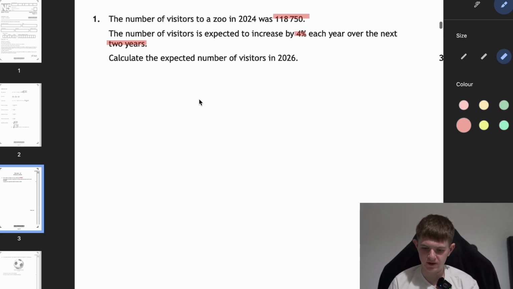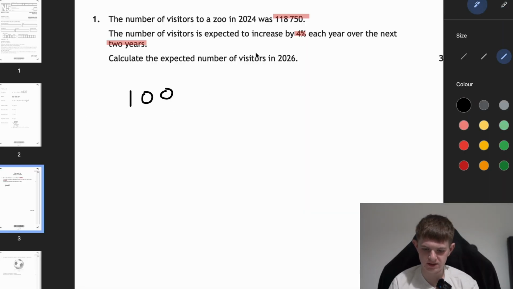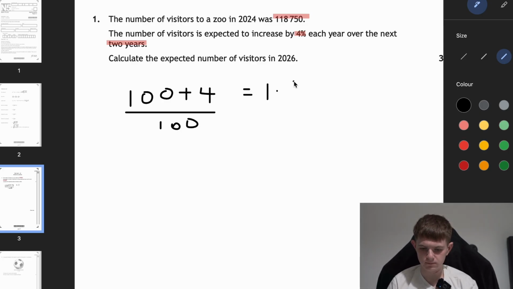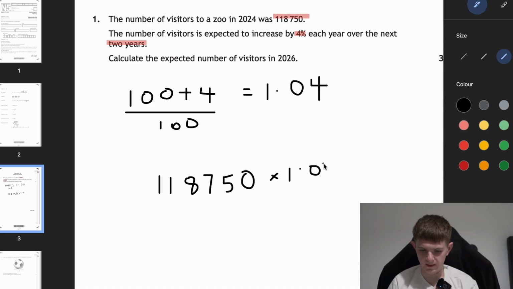What we need to do first, find our multiplier, 100, but it's increasing by 4%, so add 4, divided by 100. You stick that in a calculator, or you can do it in your head. It's going to get you 1.04. Now we just bring it all together. So we've got 118,750 times by 1.04, and that's to the power of 2 years. So put it to the power of 2.